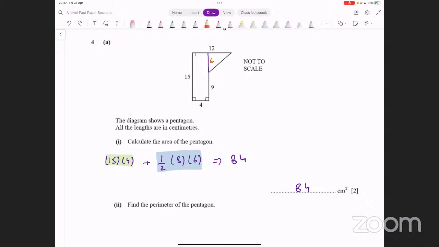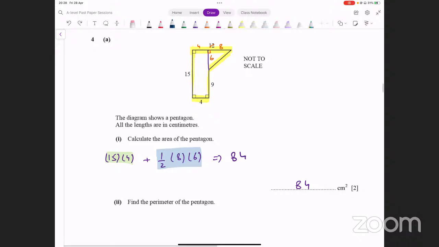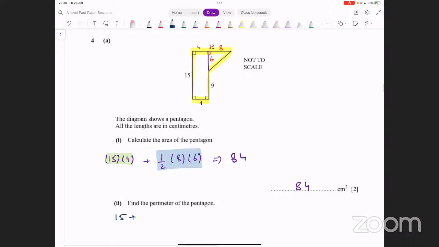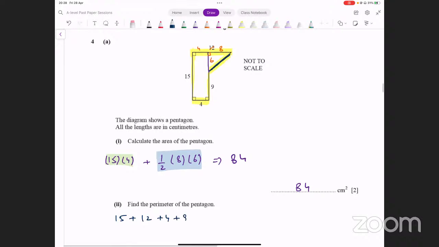ठीक है, this length is 6. We know that this length is 4 and this length is 8. ठीक है, perimeter क्या होएगा? ये boundary है जो yellow में shade कर रहा हूँ. This is the boundary of the figure. इसकी सारी lengths को बस आपने add कर लेना, ठीक है? अच्छा, we have 15 plus ऊपर वाली length 12 plus this length 4 plus this length 9. The only length that we do not know about is this slanting length.